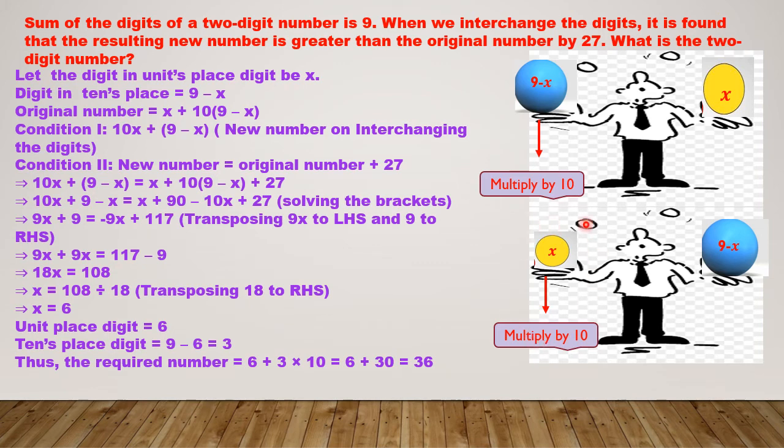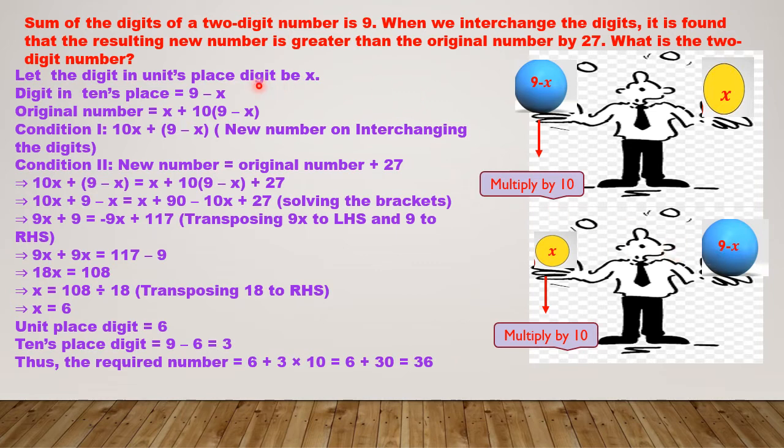In the lower classes you have learnt about place value. So that is called the place value of x. X multiplied by 10. So 10x plus 9 minus x. This is the new number. So here is your new number that we got by interchanging the digits. Here my digits are inside the balls. When I interchange the balls, it means I am interchanging the digits.